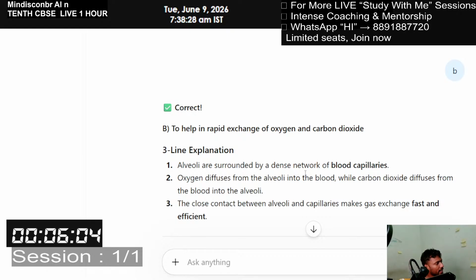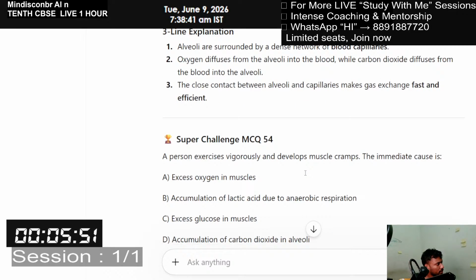Alveoli are surrounded by a dense network of blood capillaries. Oxygen diffuses from the alveoli into the blood, while carbon dioxide diffuses from the blood into the alveoli. The close contact between alveoli and capillaries makes gas exchange fast and efficient.